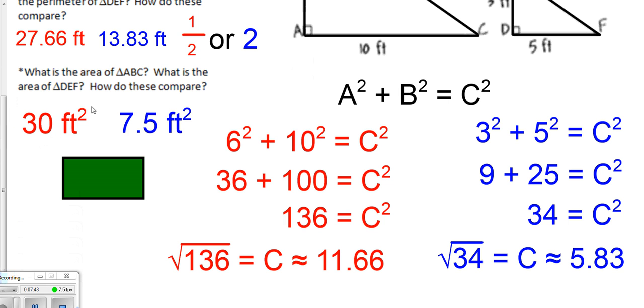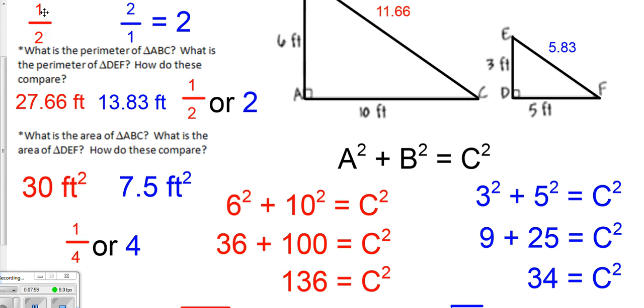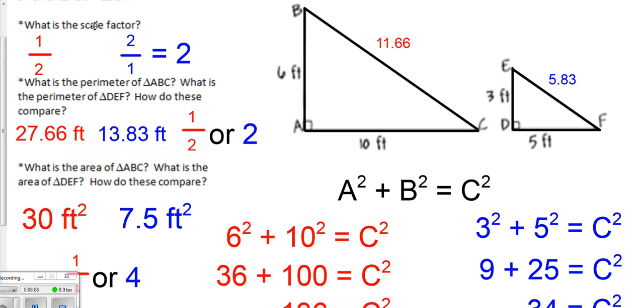How do these compare? How does 30 compare to 7.5? Well, it's either a ratio of 1/4, 7.5 is 1/4 of 30, or going the other direction, 7.5 times 4 would get you to 30. Now notice, 1/2, 1/2, 1/4, 2, 2, 4. Scale factor and perimeter are the exact same.